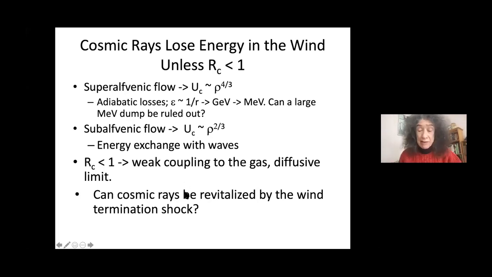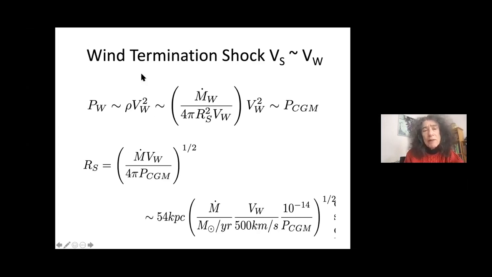So can they be revitalized by the wind termination shock? So the wind termination shock, we've learned from the solar system here, is when the dynamical pressure in the wind, which is the dominant form of pressure by the time you get far out in the flow, becomes equivalent to the pressure of the ambient medium, which I've written here as the CGM pressure, then there's a shock transition. And so we can solve this relationship for the radius of that termination shock. And it scales like this: the square root of the mass loss rate times the wind velocity divided by the CGM pressure. And this 4 pi here assumes a spherically symmetric wind, but you could put in some other solid angle. Whole thing square root.